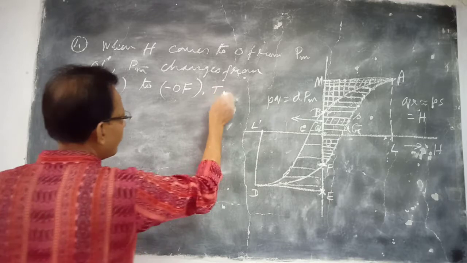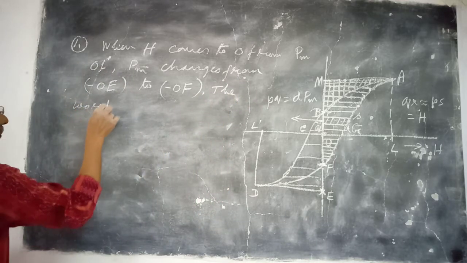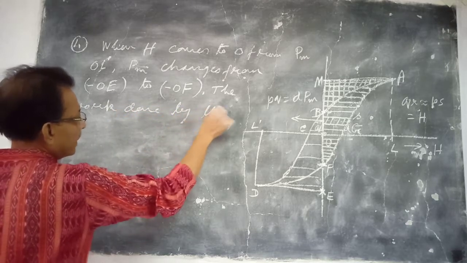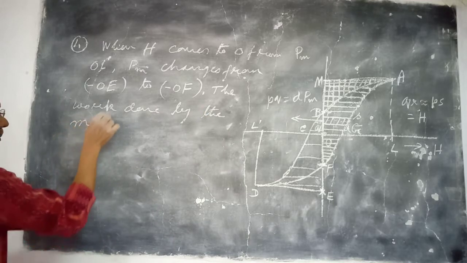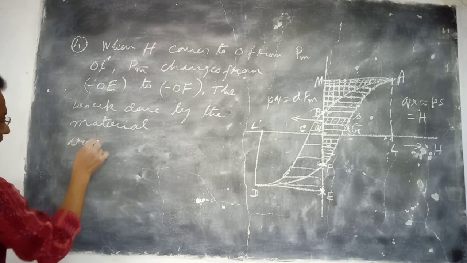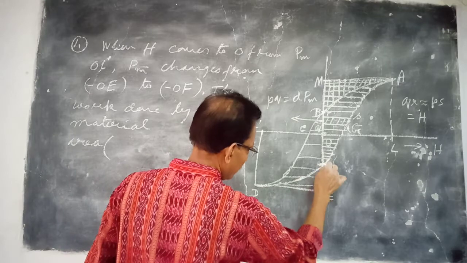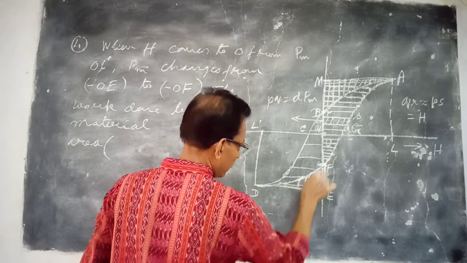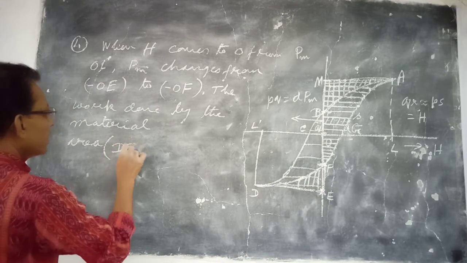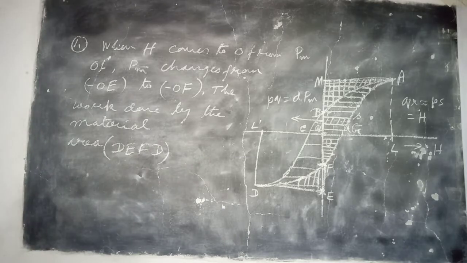Therefore, in this case, the work done by the material is the area, this one, DEFD. So now one cycle is complete.